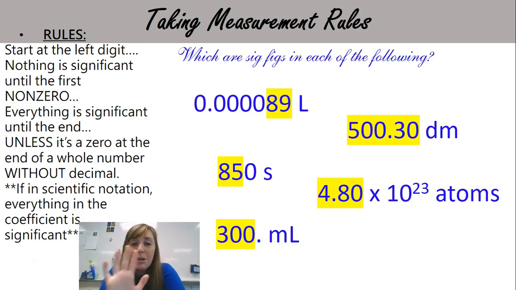So all of these measurements, anything I've highlighted is a significant figure or a sig fig, meaning they have to stay within our measurement. They cannot be replaced with a prefix. They are important to tell your reader what exactly was measured.